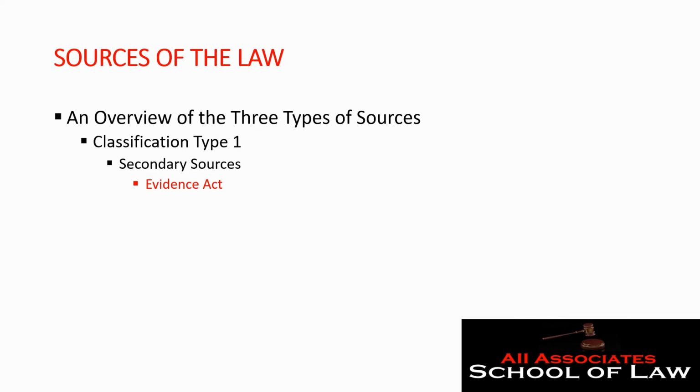Our next secondary source is the Evidence Act. The law of evidence is relevant to criminal litigation because it governs how both sides, the prosecution and the defense, prove the facts they intend to rely on in the course of the criminal proceedings. It deals with the quantity, quality, and even the type of proof necessary to establish one's version of events in court. In criminal litigation, the standard of proof required of the prosecution is proof beyond reasonable doubt, unlike in civil litigation, where the standard required of the claimant to succeed is a preponderance of evidence.